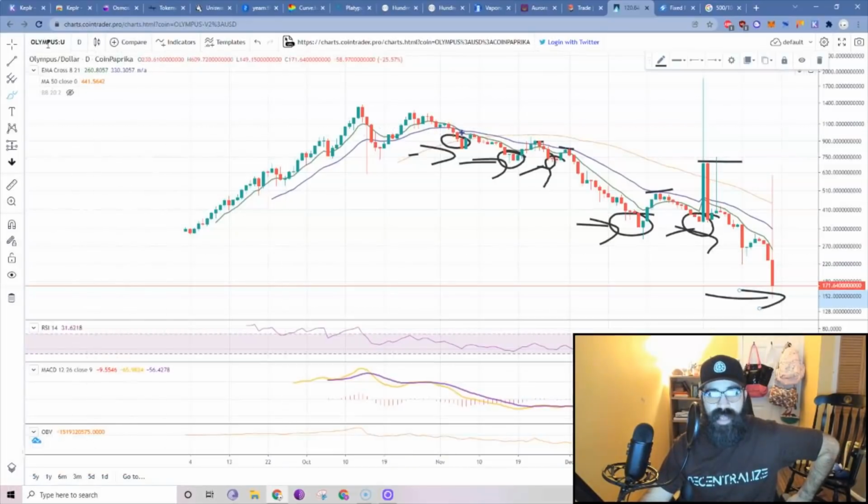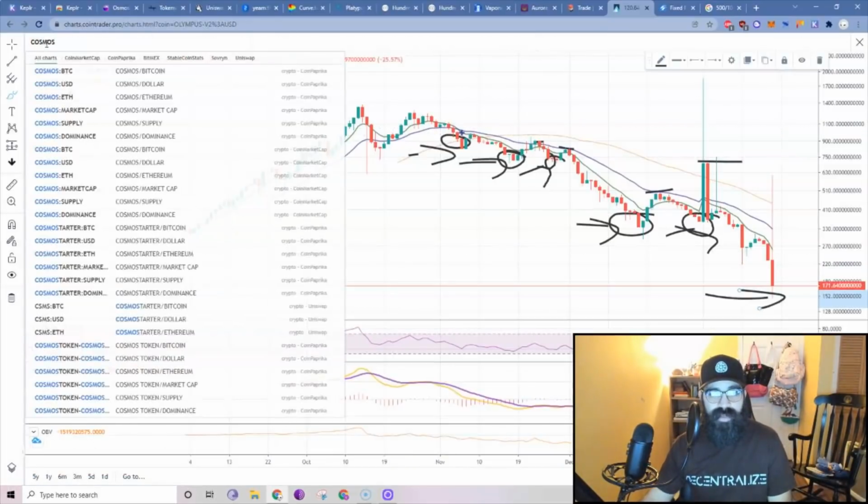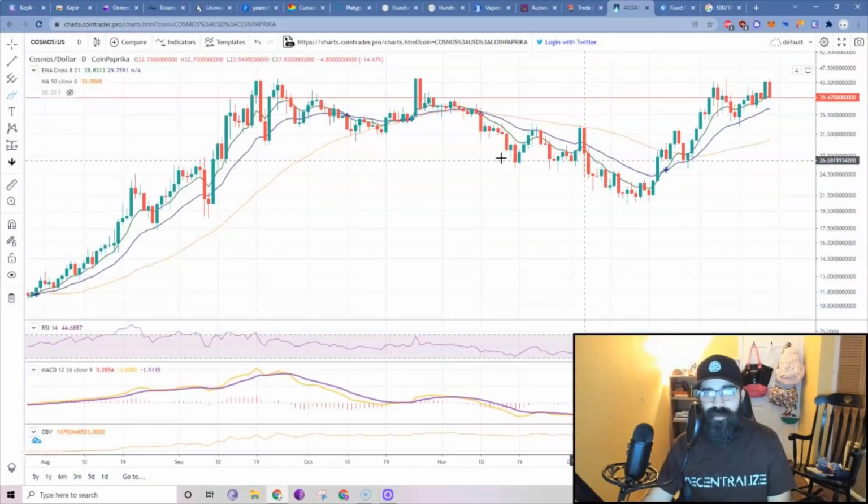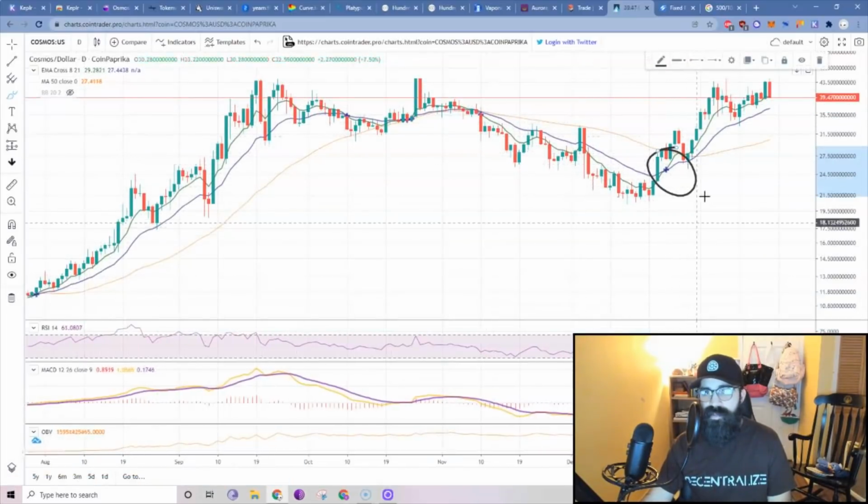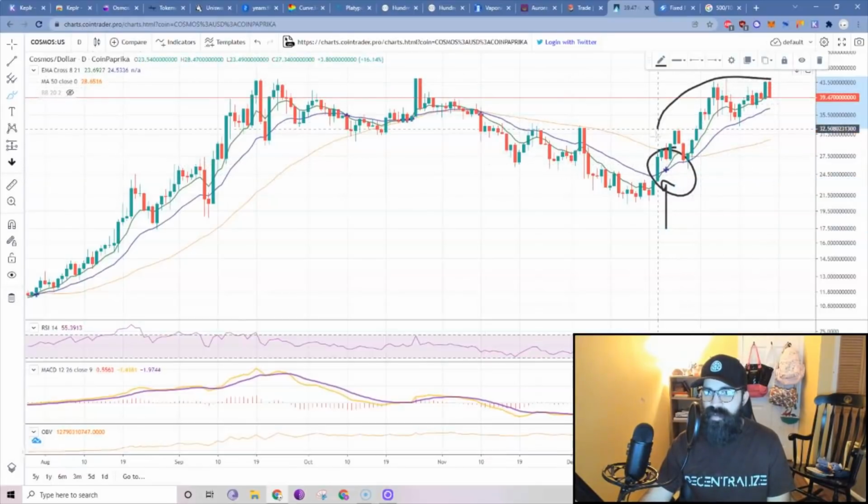Like we just looked at Atom, right? Cosmos had a great indicator for trend reversal right here. See right there, there's an indicator for a trend reversal, the EMA 21 cross. And what happened after that trend reversal?